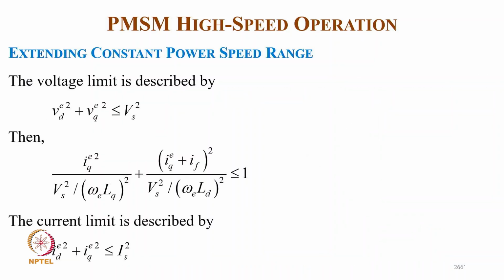And typically for extending the constant power range, the voltage limit is described by Vd square plus Vq square less than Vsc square. That is the supply voltage limit of the stator. And then IQ square upon (Vsc square upon omega E LQ square) plus (ID plus IF) square divided by (Vsc square by omega E LQ square) is less than 1, and the current limit is described as ID square plus IQ square less than ISC square.